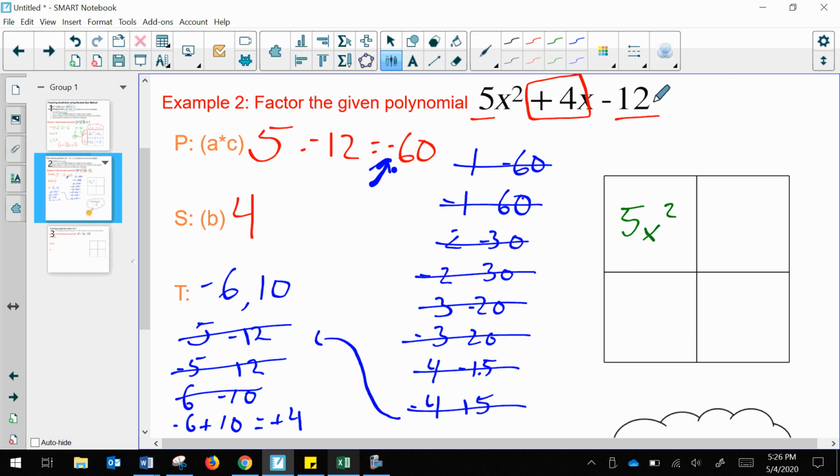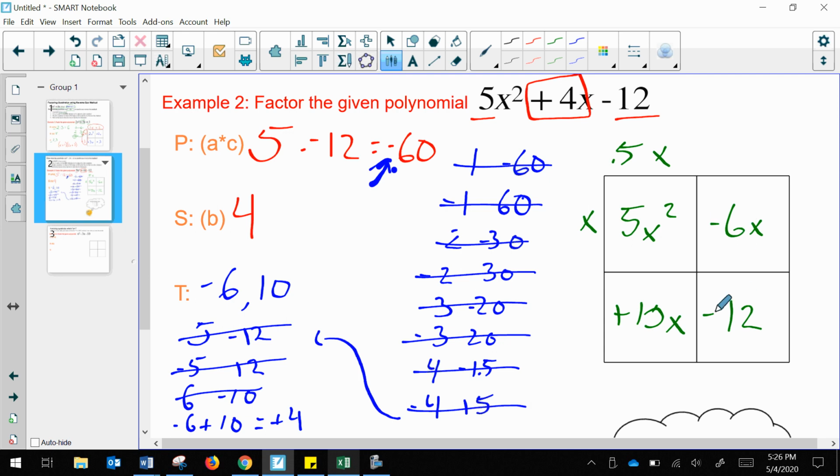Bottom right is that last term, negative 12. Then I use my two numbers, negative 6x and positive 10x, and I'm going to factor. Always start with my x's out here. Look at my first column, 5x squared and 10. So I'm looking at 5 and 10. The greatest common factor would be 5. 5 is the biggest number I can divide out of both 5 and 10.